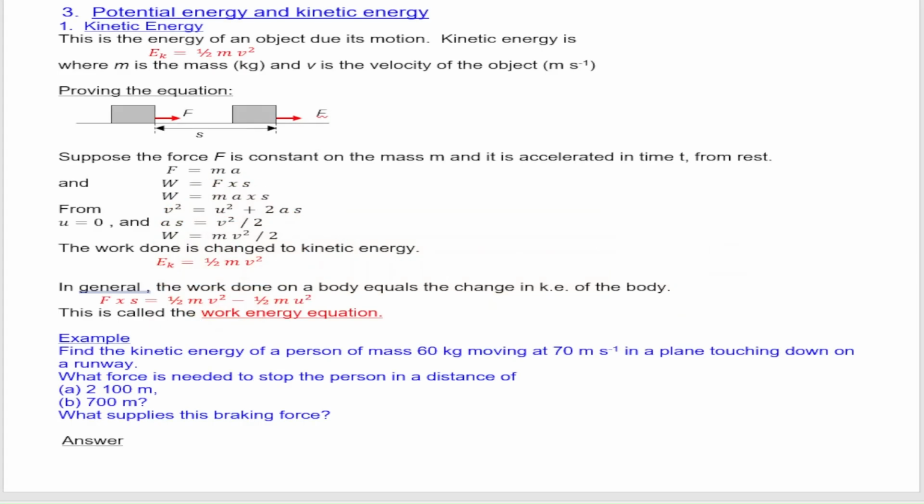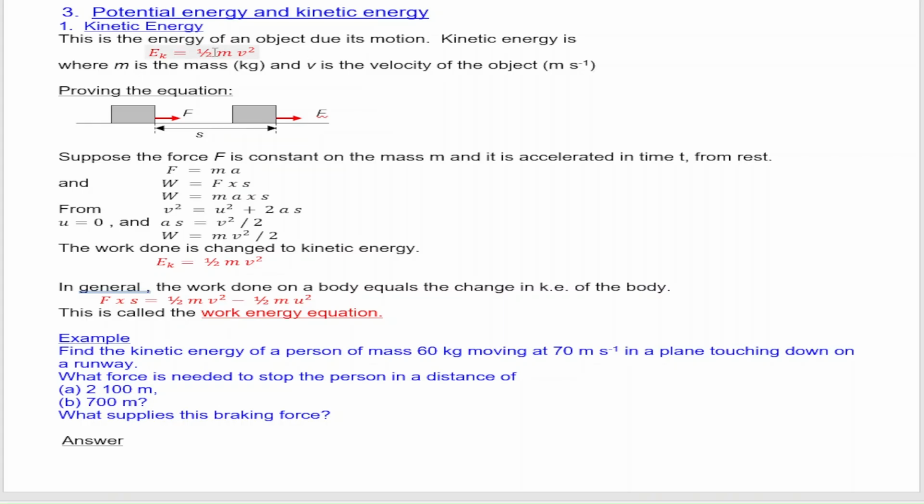Without much further ado, let's get started. Potential energy and kinetic energy. Potential energy is defined as the energy that a body possesses by virtue of its state. Gravitational potential energy is the potential energy that we normally use as a basis. Kinetic energy of an object is the energy that the object has because of its motion.